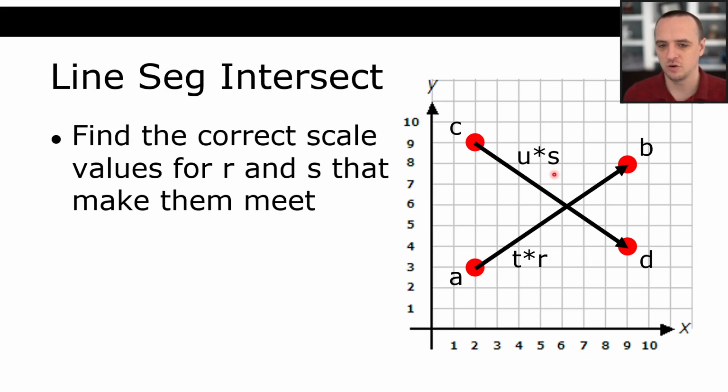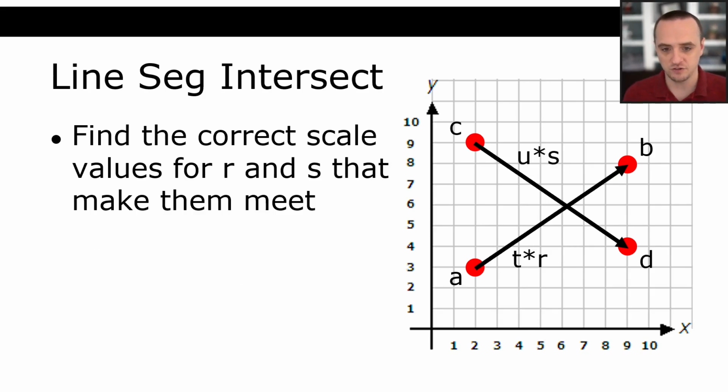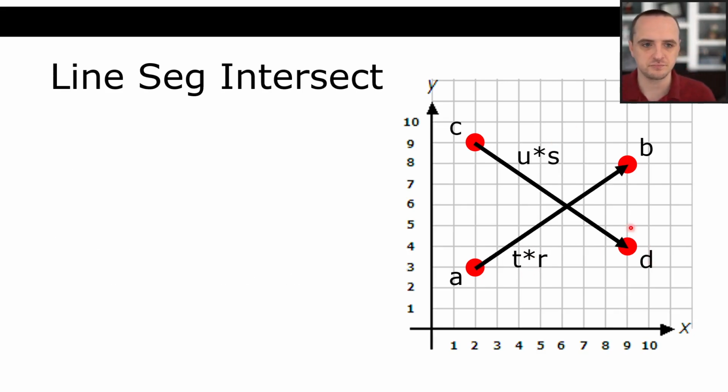See that? So here we would have values of 1 for U and T, right? Because they go all the way to their respective points. But here we have some scaled values which make them meet in the middle. And if two line segments intersect, you can tell that there will be a U and a T where that happens. So let's look at a little bit of math here.